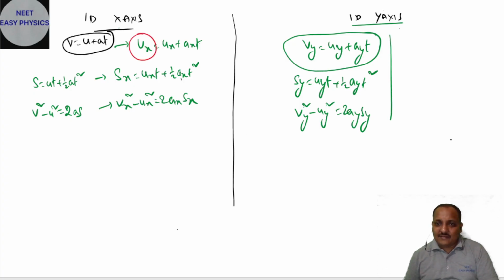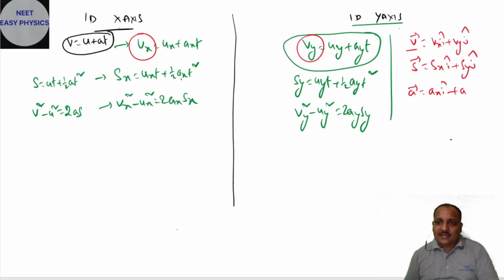Velocity in two dimensions is vx i cap plus vy j cap. Displacement s bar equals sx i cap plus sy j cap. Acceleration a bar equals ax i cap plus ay j cap.